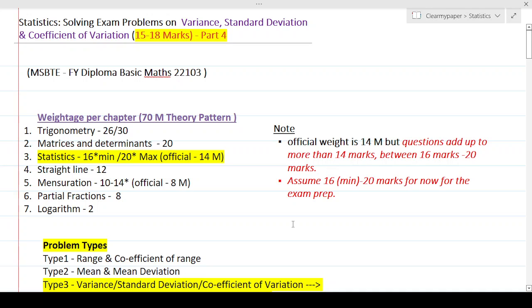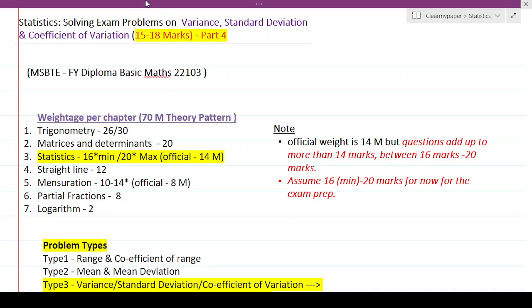All right, let's continue our endeavor on solving the exam problems on this topic: variance, standard deviation, and coefficient of variation for the Maharashtra State Board Diploma, first year basic mathematics 22103. And this is a continuation video. This is part 4 of the series.